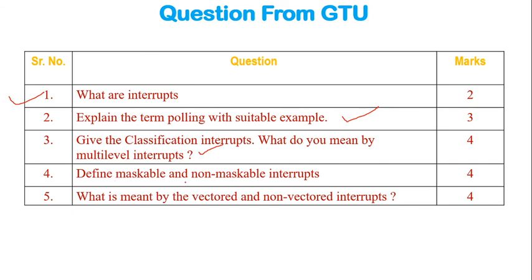Then define maskable and non-maskable interrupts with a suitable example. And what is meant by vector and non-vector interrupts? We have to define these as well with a suitable example.